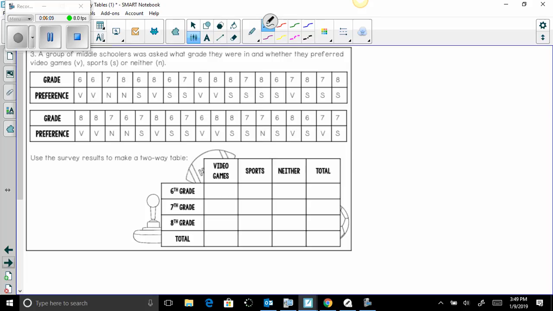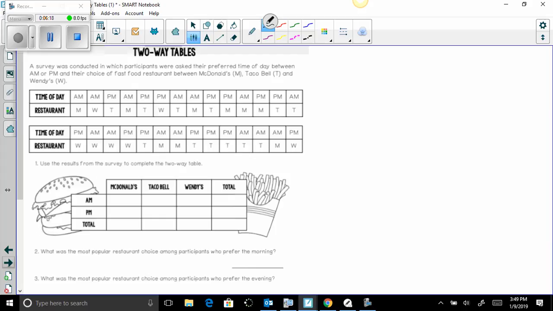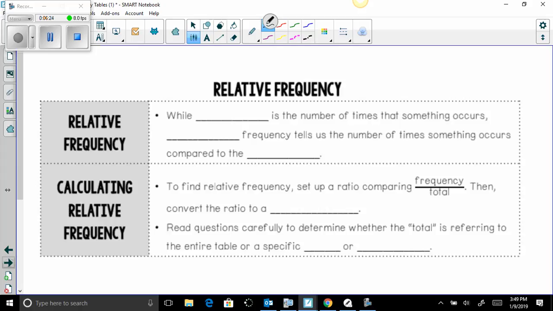We're going to skip these last 2 questions because I think you can get the gist of it, and we're going to move on to relative frequency. So skip 3 and 4, and we are going to go to student handout number 6. Student handout number 6 is talking about the relative frequency.